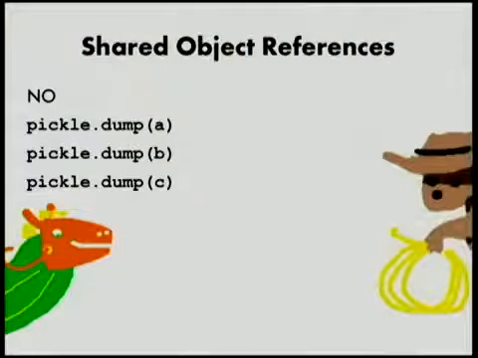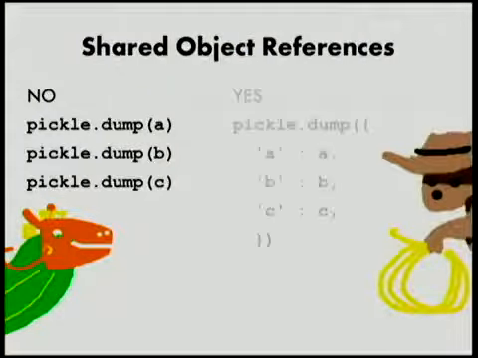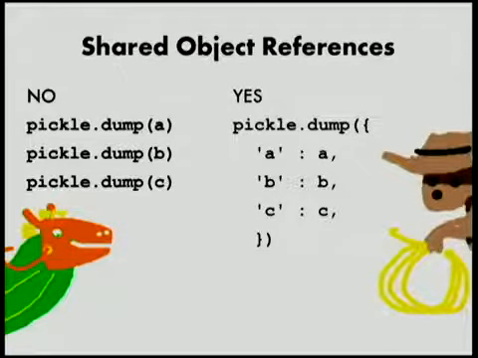And the solution for this was, instead of making 3 separate calls to pickle.dump A, B, and C, I made one single dict, and I put all of my top level objects in that, and that encompassed my entire graph of objects that I wanted saved and restored.